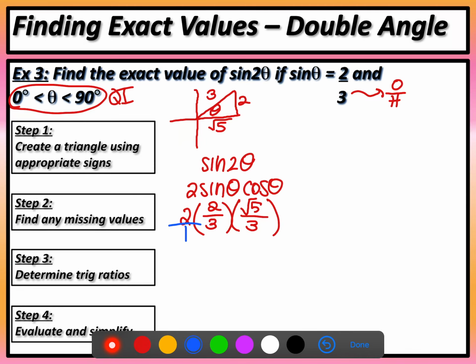All right, so this 2 out front, I'm going to put over 1. So multiply across the bottom, I get 9. And across the top, I'm going to get 4 root 5. 4 and 9 aren't going to simplify. This is my exact answer. That's what I'm looking for. That would be the value for sine 2 theta, whatever theta happens to be.